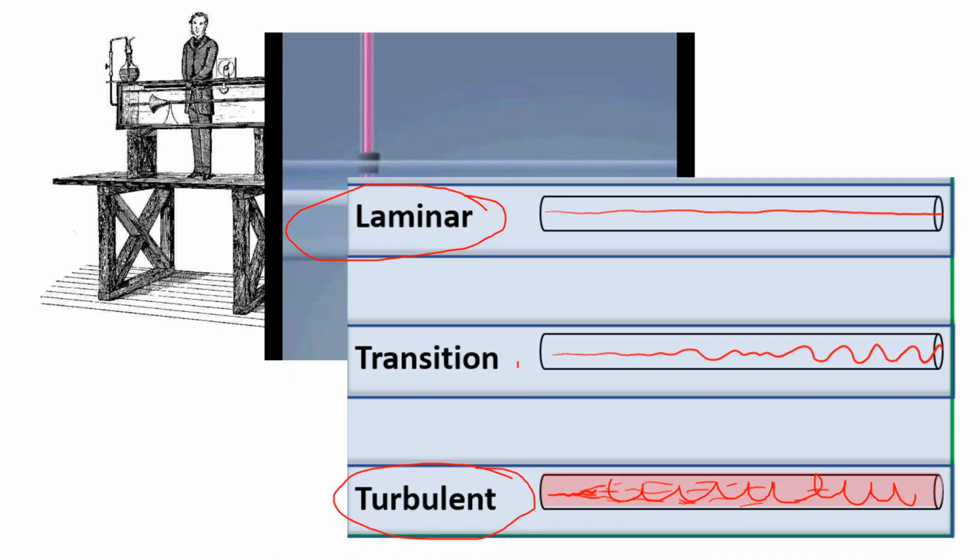That is, when the color doesn't mix up with the water and remains a straight line, then the flow can be classified as laminar, and when it gets totally mixed up with the flow, then it can be classified as turbulent. And in between, there is a stage where the color doesn't completely mix with the flow, but the streak line becomes zigzag and starts to mix a little bit with the flow. So that stage is called the transitional stage.